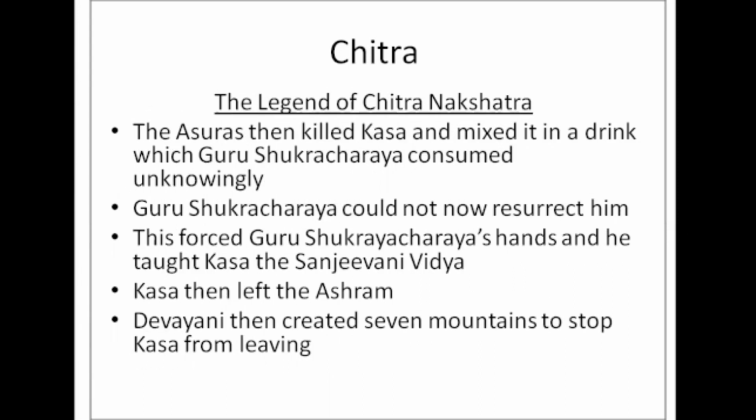And then finally, the asuras thought of a plan. They killed Kasa and mixed the ashes of Kasa in a drink which Guru Shukracharya consumed unknowingly. Now, when Devyani requested her father to resurrect Kasa, this could not be done because Kasa was in the stomach of Guru Shukracharya. And the only way Kasa could come out of Shukracharya's stomach was to kill Shukracharya and come out of his stomach. So this was not an option which was feasible.